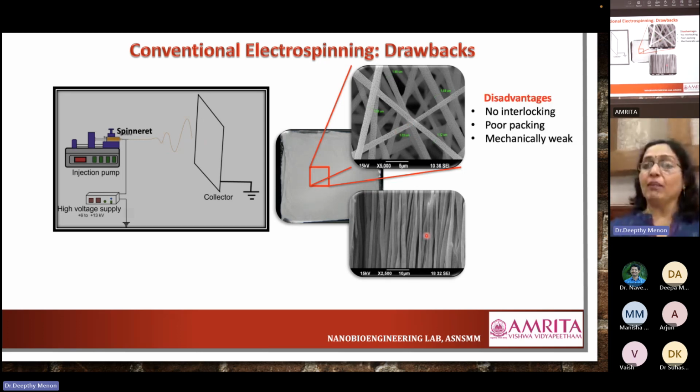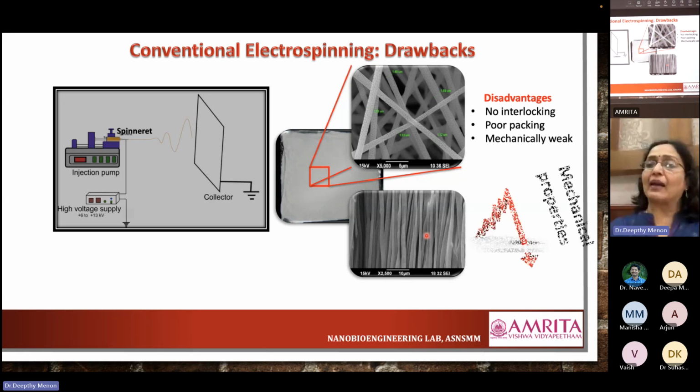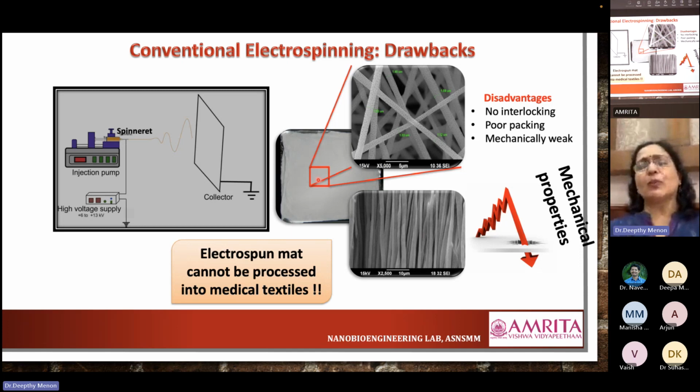But what is the problem? There is no interlocking, there is poor packing, and hence this structure is mechanically very, very weak. So this paper-like structure has limitations for developing into a scaffold for diverse applications. An electrospun mat, which looks like this, cannot be processed into medical textiles.